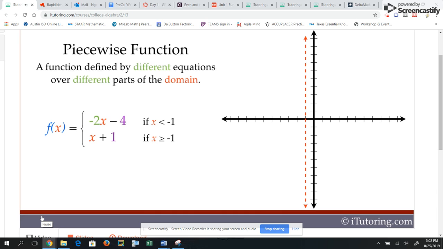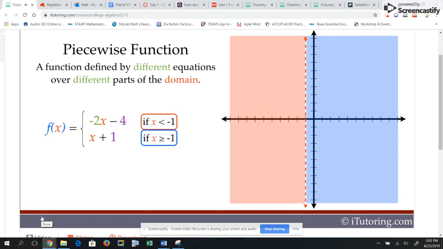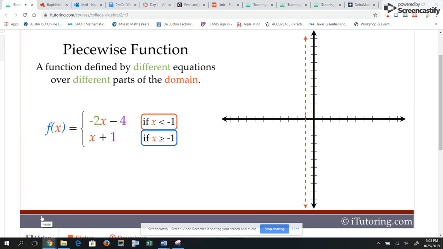We have our first domain where x is less than negative 1, and we have our second domain where x is greater than or equal to negative 1. So we drew a vertical line in order to separate those two domains. We'll then want to graph our two equations. We can graph y is equal to negative 2x minus 4. Let's put this in a dotted line. And we also want to graph our second equation, that y is equal to x plus 1.